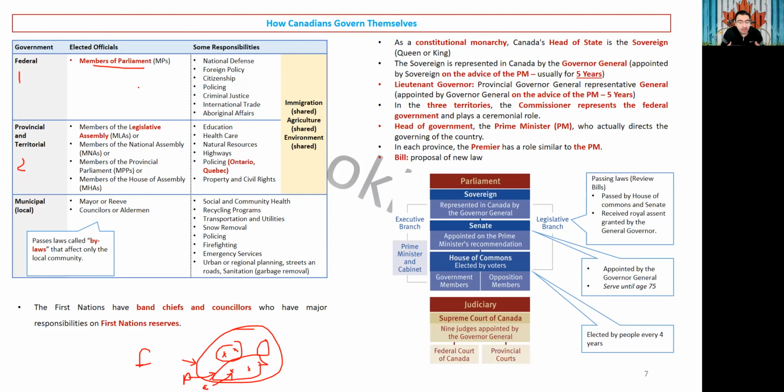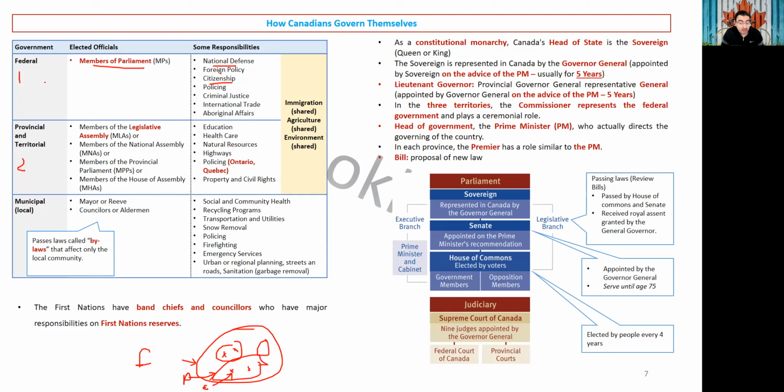They are called MPs, or Members of Parliament, and they consider only issues related to the overall country, like national defense, foreign policy, citizenship, policing, criminal justice, international trade, and Aboriginal affairs. Another example is inter-province communication. If there is something between two provinces that we need to handle, who will handle it? It should be a higher level, which is the federal level, right? So these are some examples of the responsibilities of the federal government.